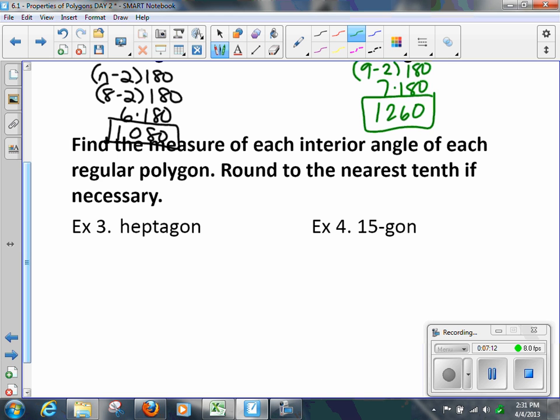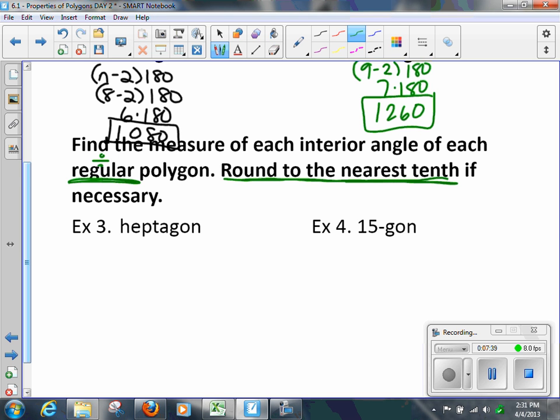Find the measure of each interior angle of each regular polygon. What do we have to do when it says regular? Whenever you see the word regular, I want you to put division, because you're going to have to divide by the number of sides that we're given. And look what it says. Round to the nearest tenth, if necessary.